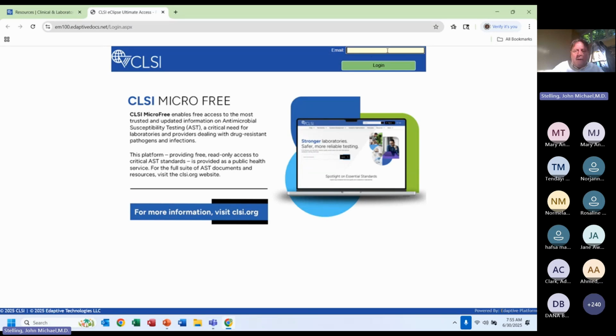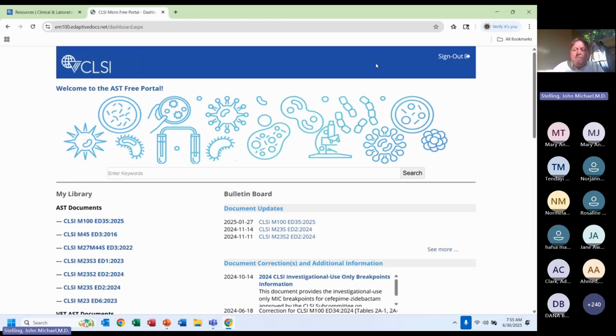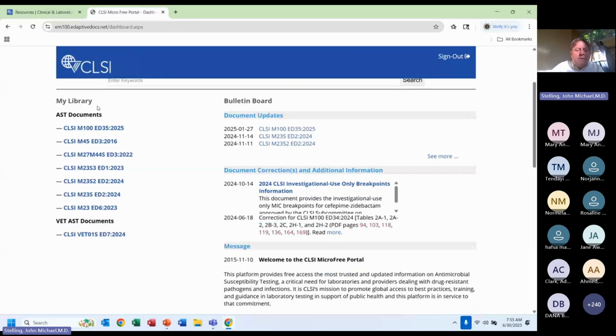I do have to log in. The login was not necessary in the past, but I put in an email and I click on login. One of the things they did is they have integrated the human and the animal documents. There used to be separate links, but now they're together. So these documents are available for free.